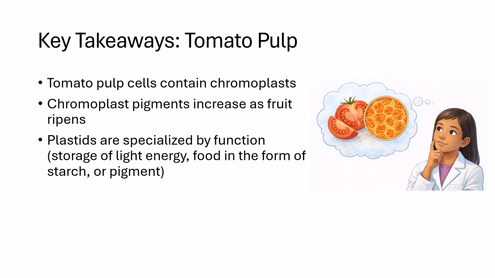The big takeaway from this activity is that plant cells are specialized based on the role of the tissue. Tomato fruit cells contain chromoplasts, which store pigments that help the plant attract animals for seed dispersal. This also reinforces the idea that plastids are not all the same, but they all store something. Chloroplasts, amyloplasts, and chromoplasts are all plastids, but they are specialized for different functions in different tissues.